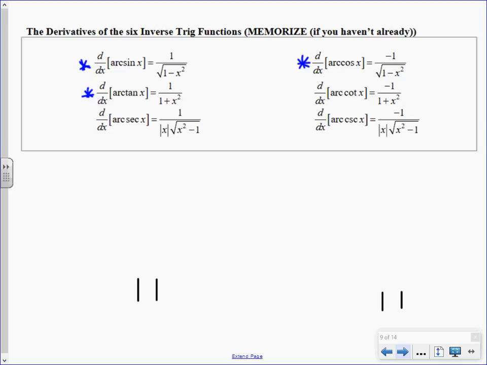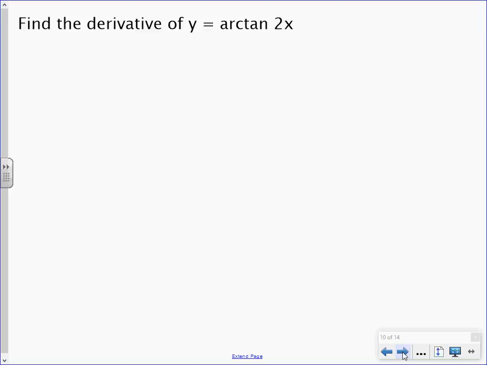Inverse sine and inverse tangent are the ones that are most popular out of those 3. So when you're doing your homework, you can reference this sheet for arc cotangent, arc secant, and arc cosecant. However, by next Thursday, you're going to need to know arc sine, arc tangent, and arc cosine off the top of your head. So let's practice some derivatives. We have 4 examples, and they're written there for you. So our first example is the derivative to y equals arctangent of 2x.